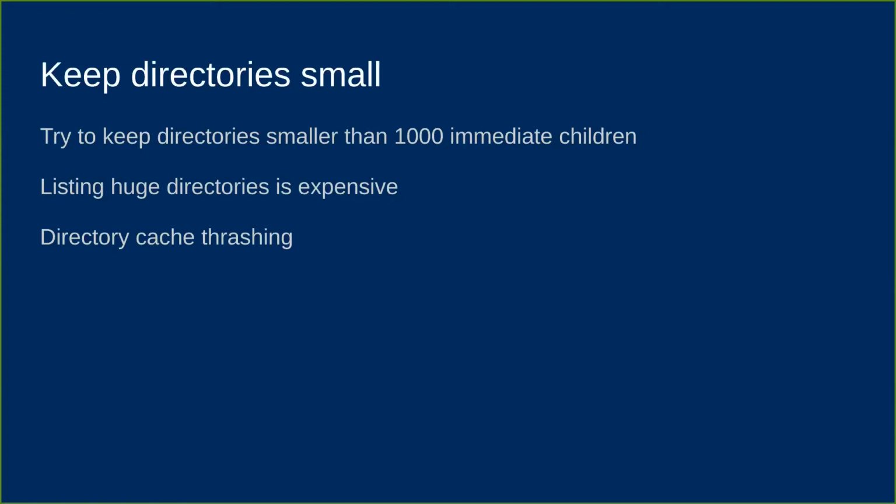One extreme example of this is we had a user who was storing millions of files in a single directory. And when he wanted to list the files or try to find a file within that directory, he was having a lot of trouble doing so. The problem was that the directory cache, which is a little cache that essentially stores the contents of a directory so that you can access those contents quickly.